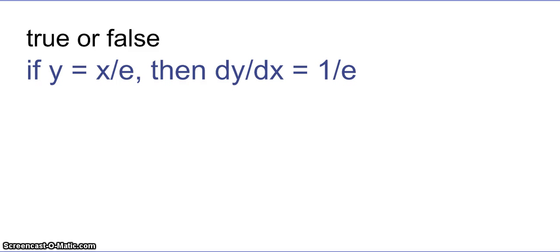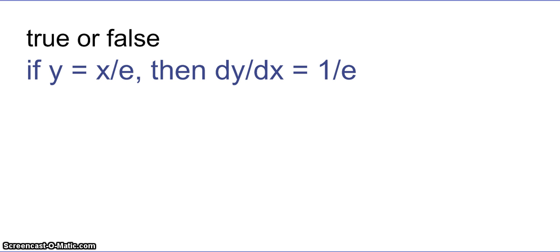Alright, so today we're just doing some extra review practice, some different types of problems. So if y equals x over e, then dy/dx equals 1 over e. Is this true or false? Pause the video, think about it, unpause when you think you know your answer, and have an understanding of why that's your answer also.